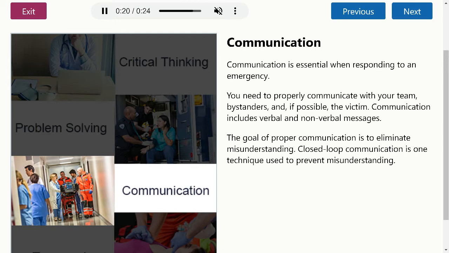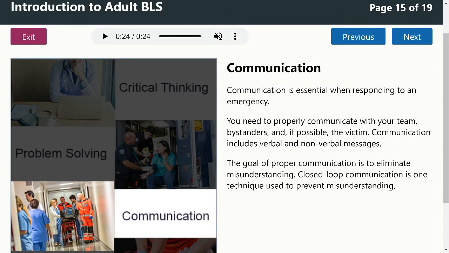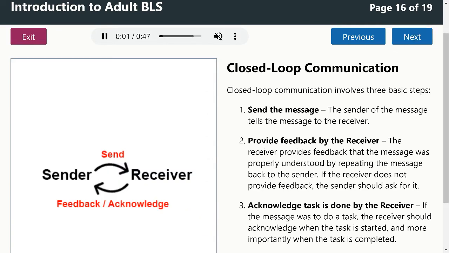Closed loop communication is one technique used to prevent misunderstanding. So that's why I tell y'all need to make sure y'all are calm, because when you get not calm is when things happen. Closed loop communication.